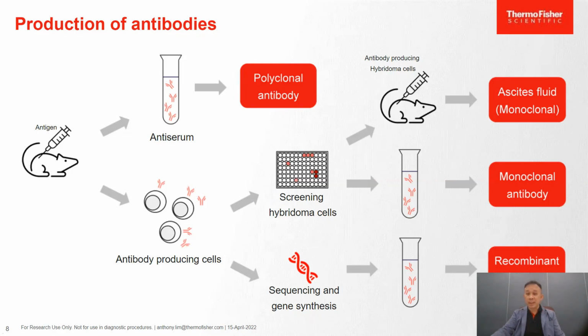Recombinant antibodies are produced in vitro by cloning antibody genes from an immune-specific heavy and light antibody chain into high-yield expression vectors. These vectors are then introduced into expression hosts such as bacteria, yeast, or even mammalian cells to generate the recombinant monoclonal antibodies.